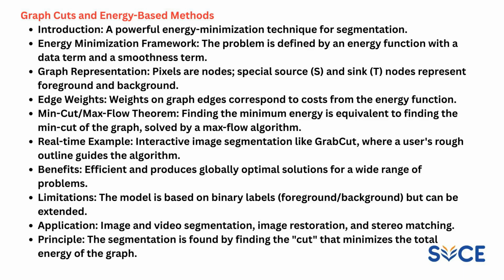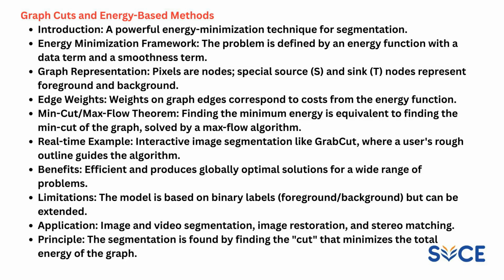Then what about edges? We create two types of edges. One is the T-link and the other is the N-link. T-links are the edges from the source S to each pixel node, and from each pixel node to the sink T. The weights on these edges are determined by the data term. A strong edge from S to a pixel means it's very likely to be a foreground pixel.